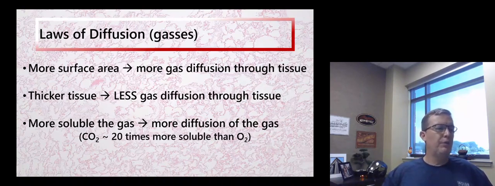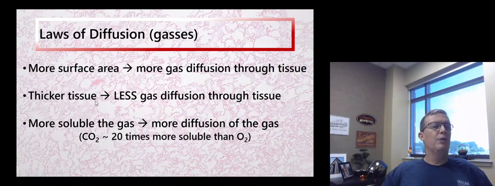Let's speak a minute about diffusion. So there are some basic principles about diffusion. And specifically here, we're talking about diffusion of gases. More surface area means there's more gas diffusion through tissue. So for example, this would be intuitive if I say it this way. If someone only has one lung, they have less diffusive area. So there's going to be less diffusion. It's intuitive that they're going to have to work harder in order to make effective gas exchange. Conversely, the more surface area we have, the more alveoli we have working in our favor, the more gas diffusion, both exchange of oxygen and CO2, is going to take place. We've got more tissue to do that. This is why the alveolar surface area is so high.